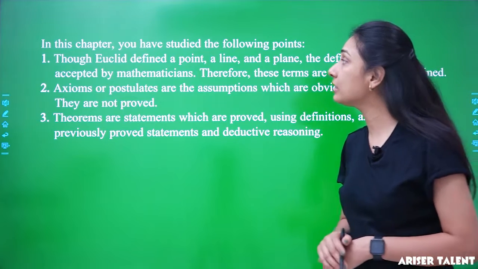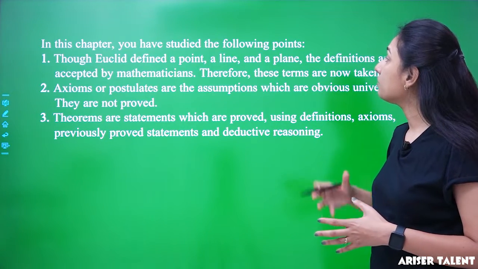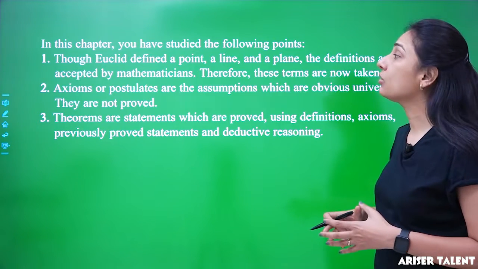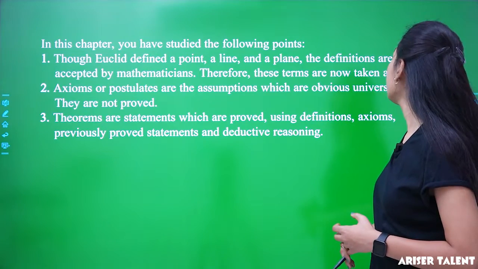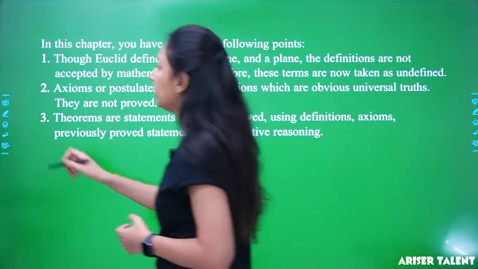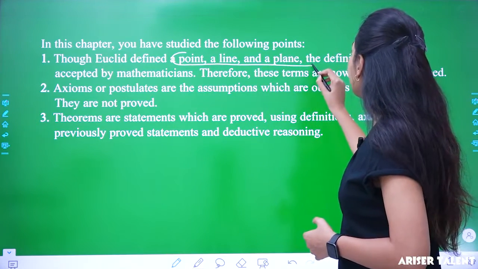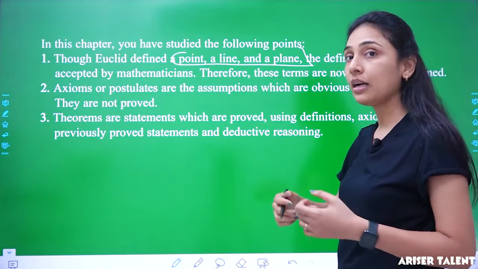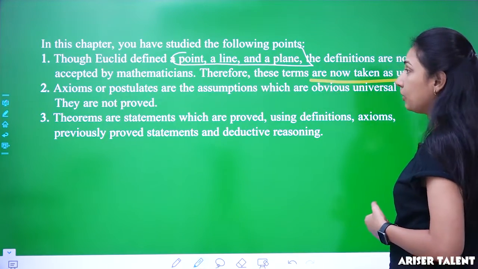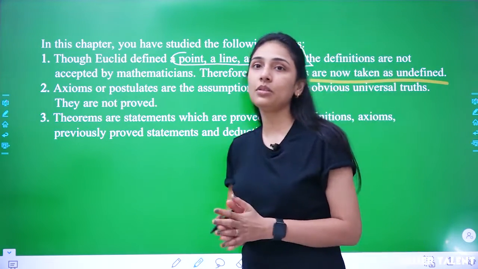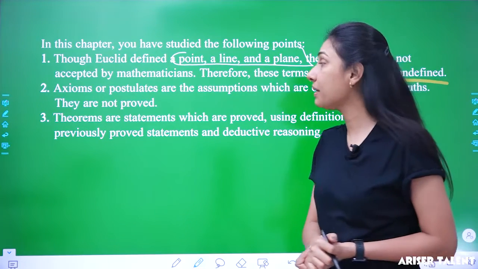The first is Euclid defined a point, a line and a plane. The definitions are not accepted by a mathematician. Therefore these terms are now taken as undefined. So these particular terms, point, line and plane, are assumed to be undefined by the mathematicians of today's time. So these are the undefined terms. You just need to understand them with some examples, in some manner.